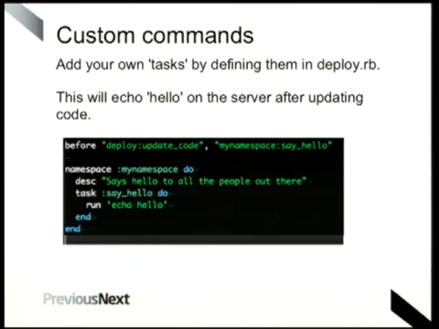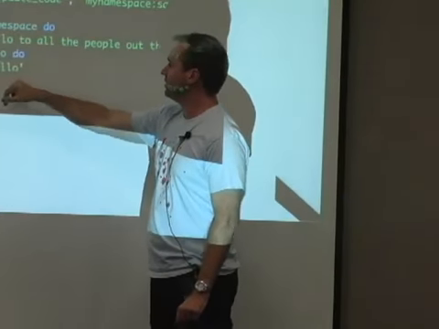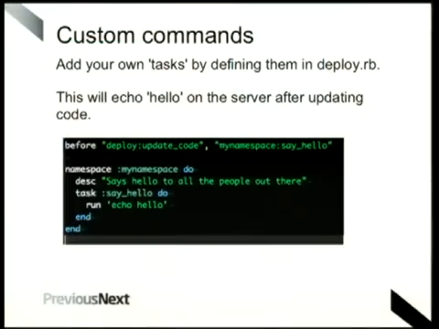So you can see here, first of all, I'm invoking the hook. So this is basically saying, before this event occurs, call this function. And then we're defining it here, so we're just giving it a namespace, describing what it does, and this is where we're defining the task itself. And this run here basically just means run this on the server. So these are Capistrano functions that essentially would do all that for you.